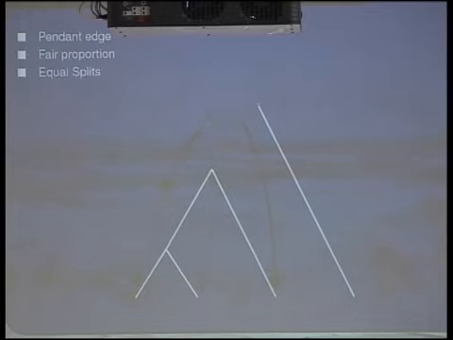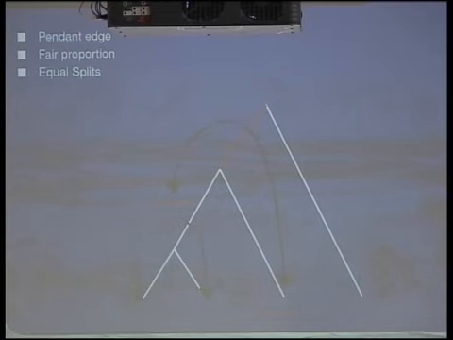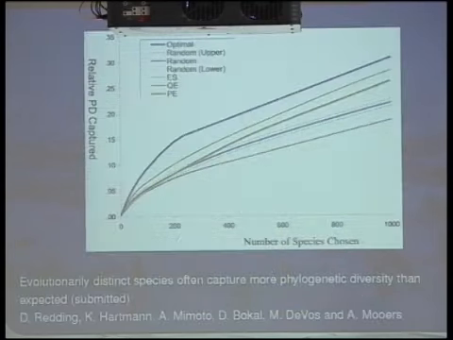An alternative index is the equal splits index, which is a similar thing, except it splits the edges differently. So Arne Mooers and David Redding looked at the world bird taxonomy with the aim of finding out how good these indices are at capturing the phylogenetic diversity contained within the tree. So this figure shows the proportion of PD that's in the tree that has been captured by a particular set of species as a function of the size of a subset.